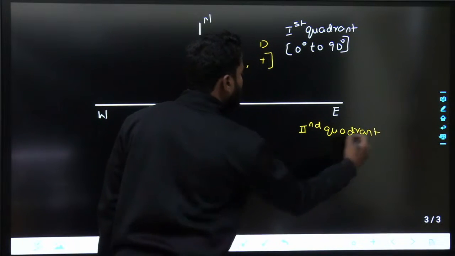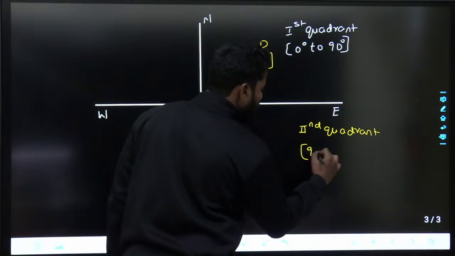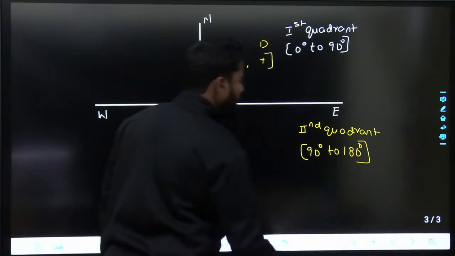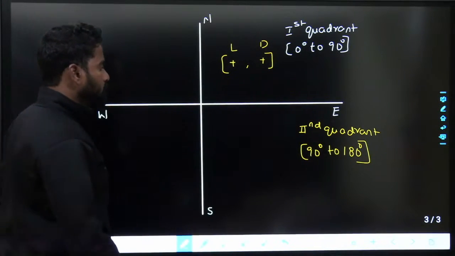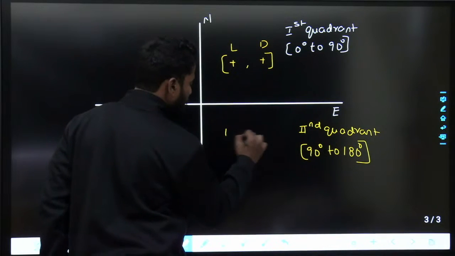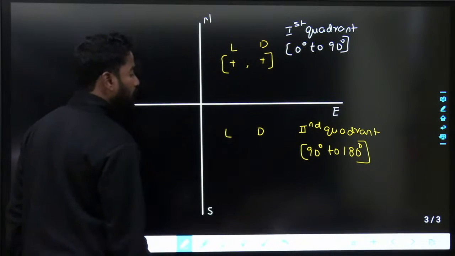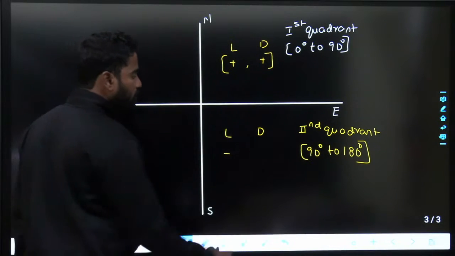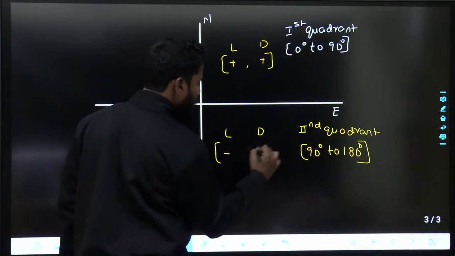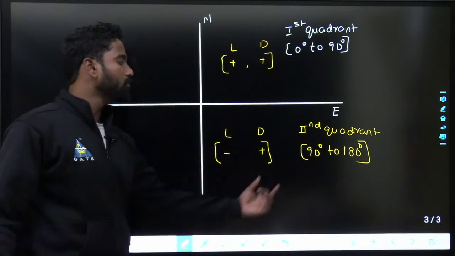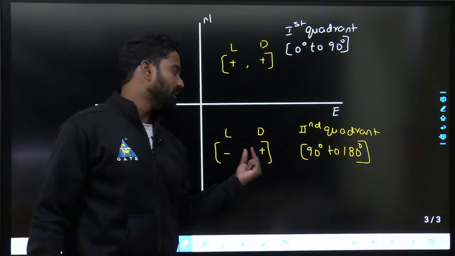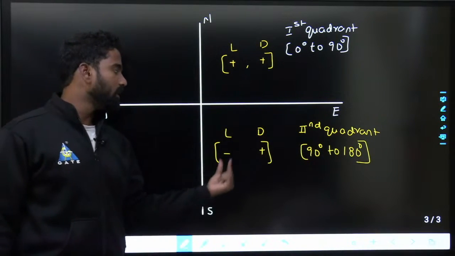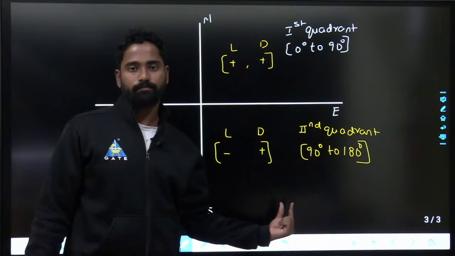This is the second quadrant. The angle variation is from 90 degrees to 180 degrees. So here in this quadrant, latitude will be negative, departure would be positive, because cos theta is negative between 90 to 180 degrees and sin theta is positive between 90 to 180 degrees. So latitude is negative, departure is positive.